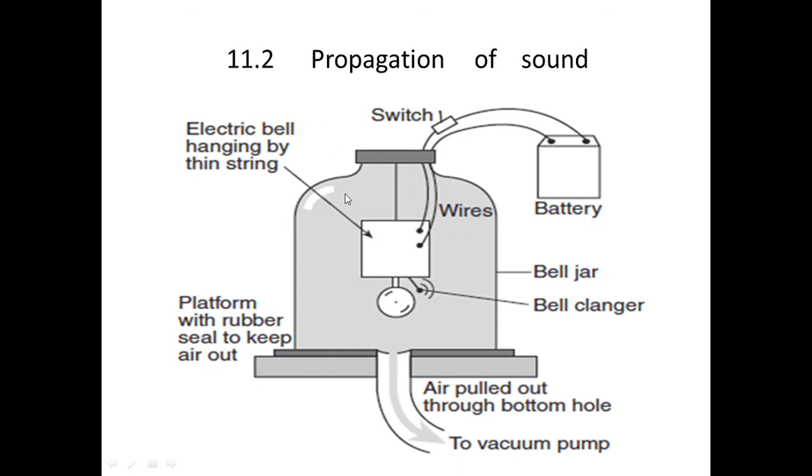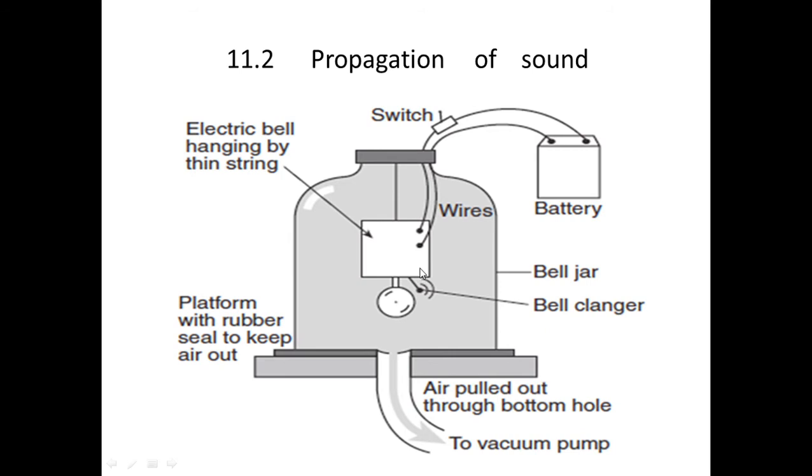Fix the electric bell in the bell jar. You have to keep it inside the bell jar as shown in the figure. Connect it to the battery or dry cells and to a switch to supply electricity. Connect the vacuum pump to the bell jar so that the jar can be evacuated. That means you can remove the air inside the bell jar.